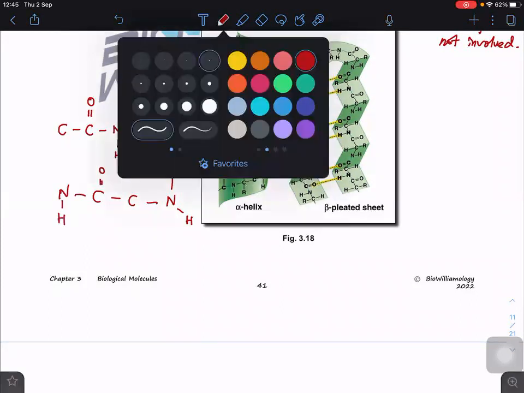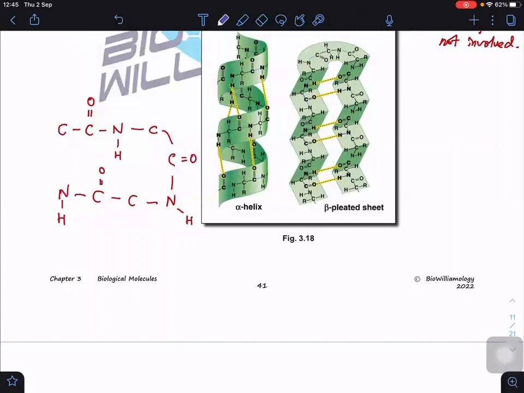And we do know that O is delta negative, H is delta positive. So therefore, they can form the hydrogen bond. Can you see that? Hydrogen bonds can be formed between the NH and CO. So these are involved. This one, CCN, we term it as the polypeptide backbone.